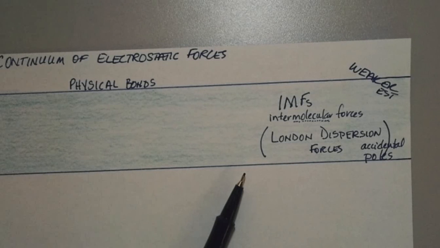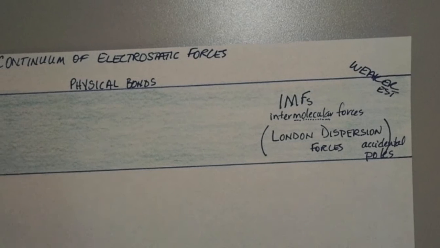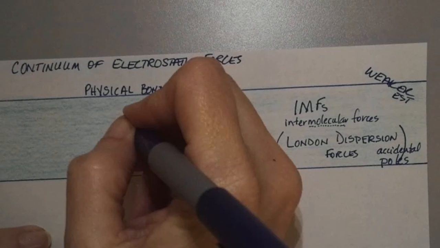The next one of the IMFs, and these are all IMFs on this side, would be the permanent dipole-dipole.